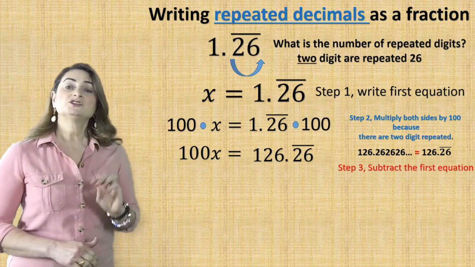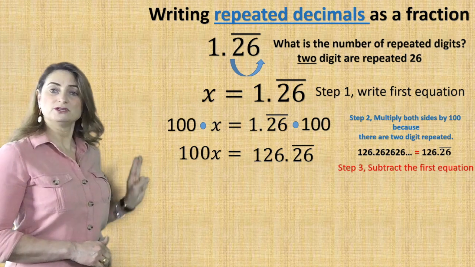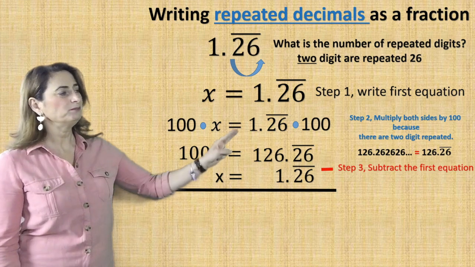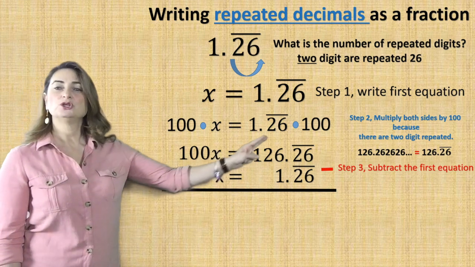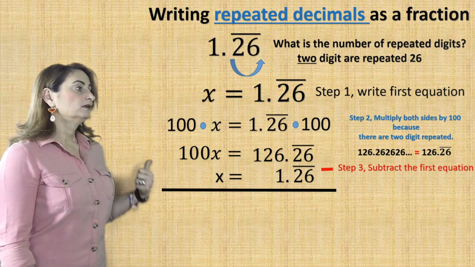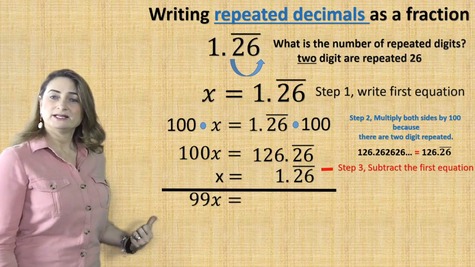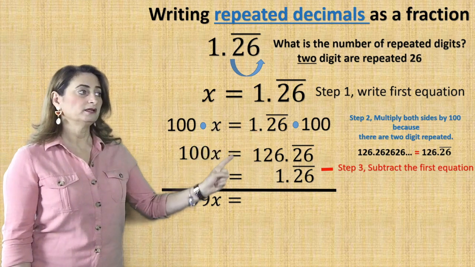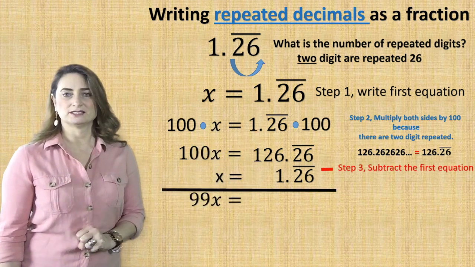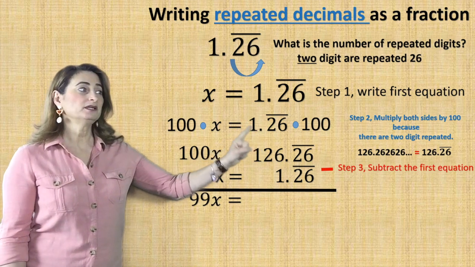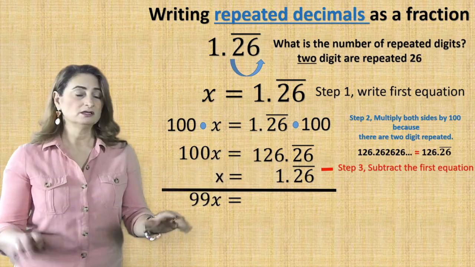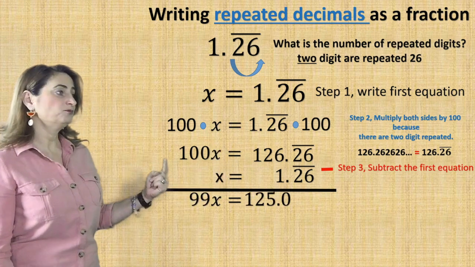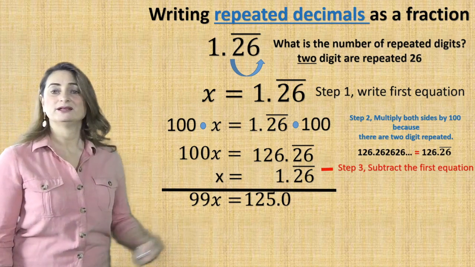Step number 3 is to subtract the first equation from the new equation that we found. x equals 1.26 repeated, but make sure they're lined up when you subtract. 100x minus x equals 99x. Now 126.26 repeated minus 1.26 repeated. The 26 repeated minus the 26 repeated, those are gone. But 126 minus 1 is 125. So you end up with 99x equals 125.